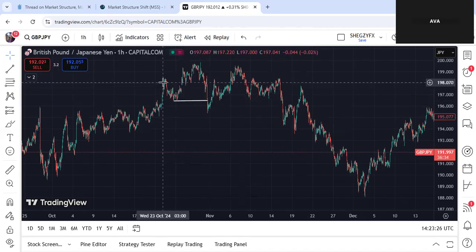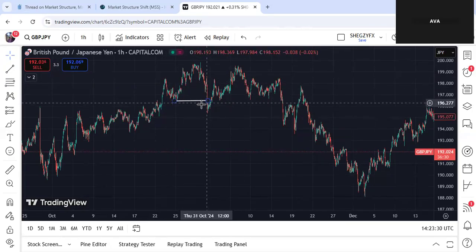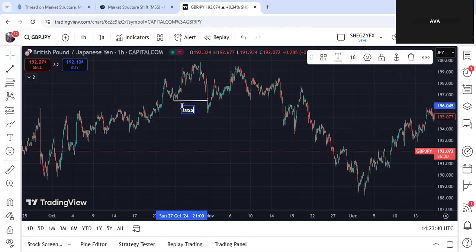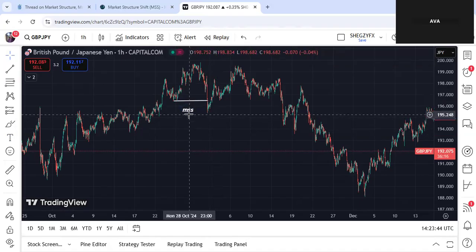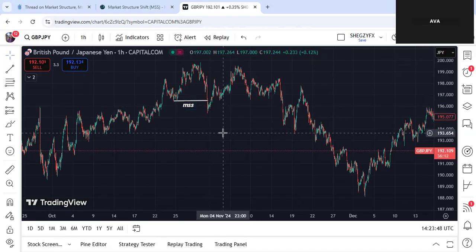So now the market is doing higher high, higher low. Then you can see here it broke this place. This is what we call change of character or MSS. Some people call it MSS. That MSS is the same as change of character. The same thing. Market structure shift.